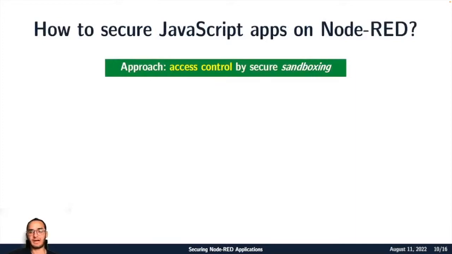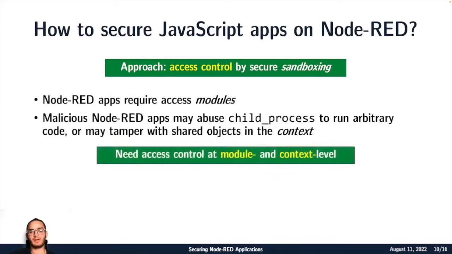Then we continue with our main research question: how to secure JavaScript apps on Node-RED? The answer is by node sandboxing or access control based on the least privilege principle. The challenge is that Node-RED apps require access to node modules for their functionalities, while a malicious node might require additional modules for their evil intentions. For example, child process shouldn't be accessible for any nodes by default. It means we need access control at the level of modules and shared context.